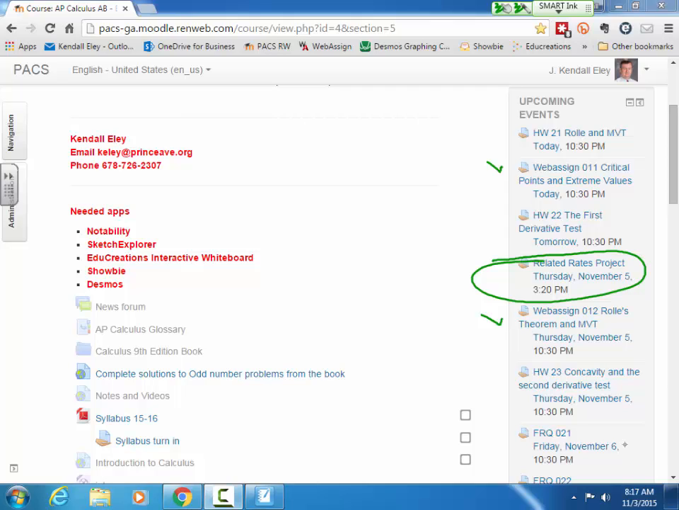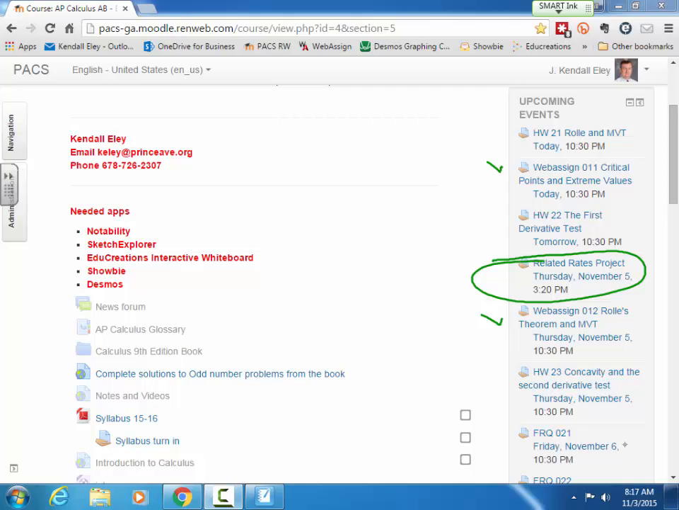It's over stuff we've already talked about, critical points and extreme values. Those of you that have already turned in that homework 20, I've already graded it and given it back to you. It's not a very hard concept, but I will move that web assign 11 to Wednesday, so you'll have a web assign Wednesday and Thursday. Any questions about what's coming up right now?